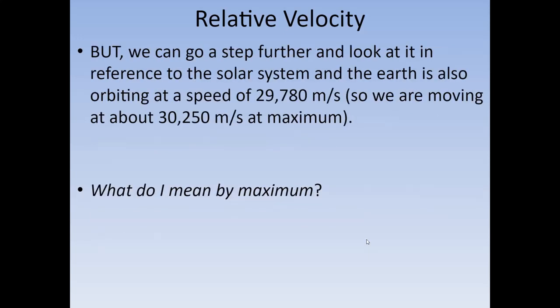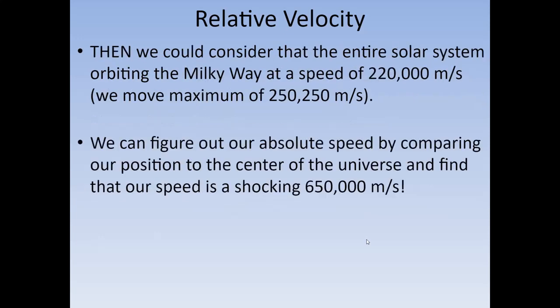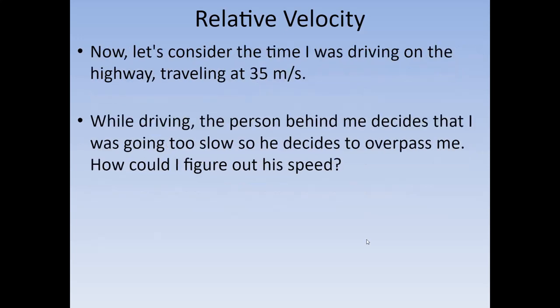If we went outside of the solar system and saw that the Earth is also moving around the sun, then we'd end up having a speed like 30,000 meters per second. If we take it a step further and take into account that the solar system is moving around in the Milky Way, then my speed becomes even bigger. And I can keep doing this. So, depending on what I am dictating as my reference frame, how I'm looking at the scenario will change how I perceive my motion.